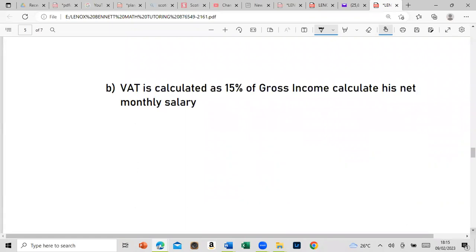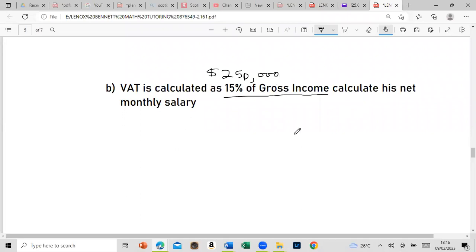All right, so VAT, as we know, is value added tax, calculated as 15% of gross income. Calculate his net monthly salary. So basically, we have to know how much you get after the taxes. Just remember the annual, let's write it back, because on your paper you will have it. So let me put out this information. His annual gross salary is 250,000. So VAT is calculated as 15% of gross, which is everything.